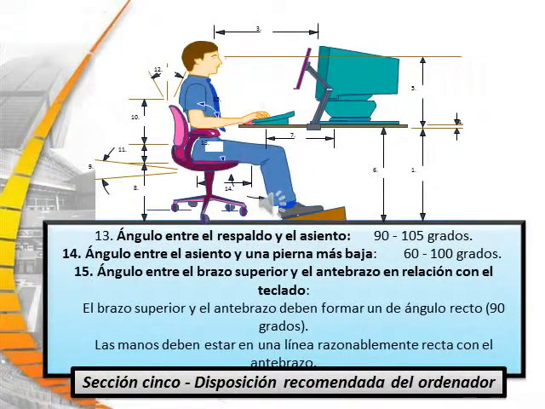The angle between the backrest and the seat should be 90 to 105 degrees. The angle between the seat and lower leg should be 60 to 100 degrees. The angle between the upper arm and forearm in relation to the keyboard means a 90-degree angle. Hands should be reasonably straight in line with the forearm.